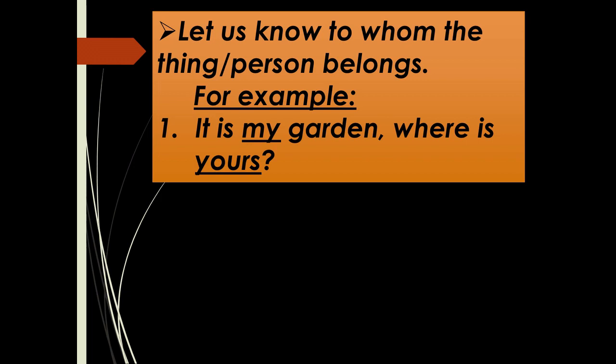Number third feature is, possessive adjective lets us know to whom the thing or person belongs. It is my garden. Where is yours? Here, my is a possessive adjective, but here yours is a possessive pronoun. And it is totally different from possessive adjective.